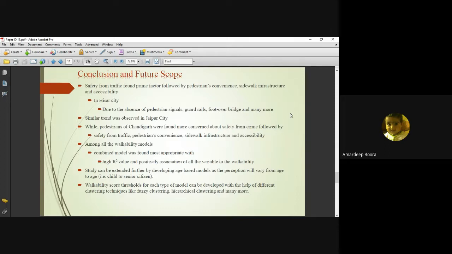Safety from crime means people are not supposed to travel during the night, maybe because of less police patrolling or the absence of cameras, so anything can happen. Among all the walkability models, the combined model was found most appropriate because of the high R square value, although looking at the table, you will see it is only 0.31. In the case of walkability analysis, you can go for the review papers.